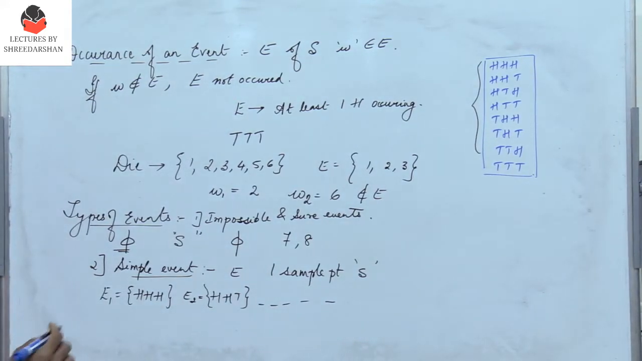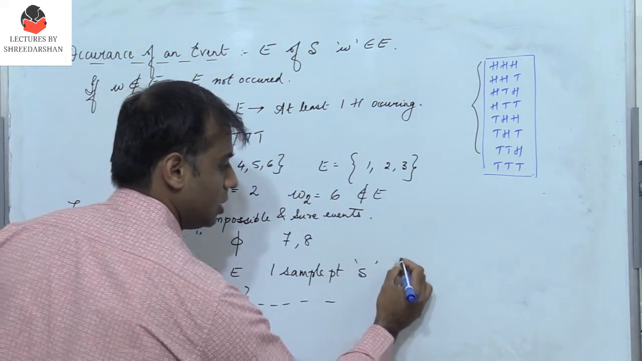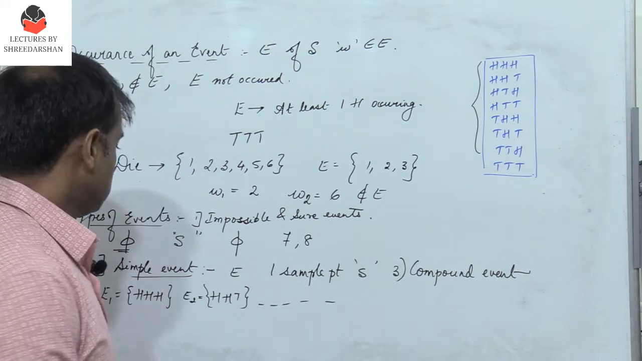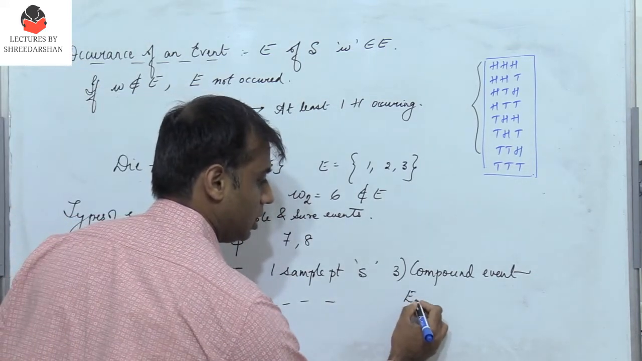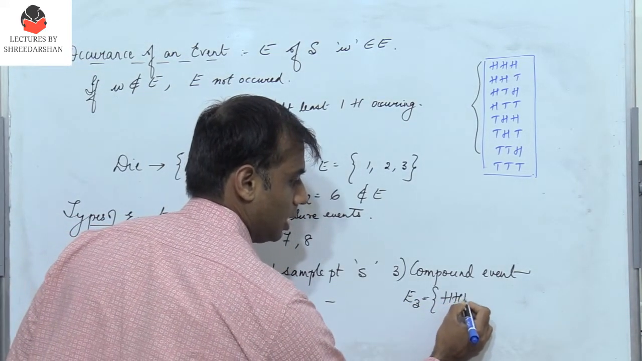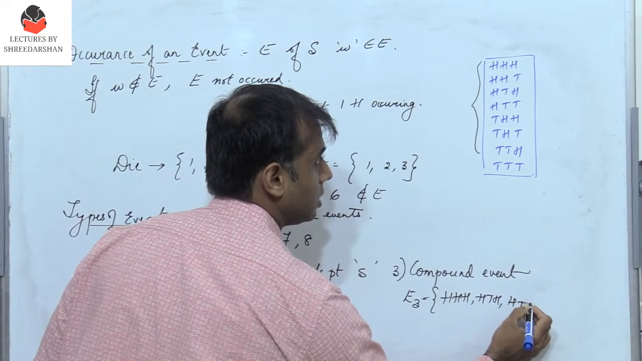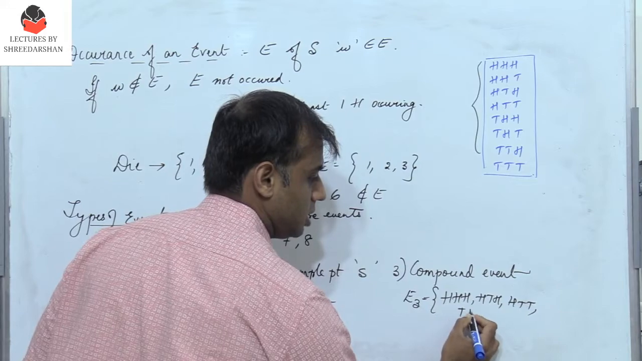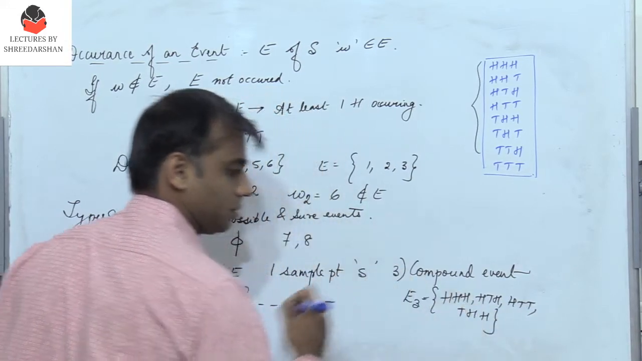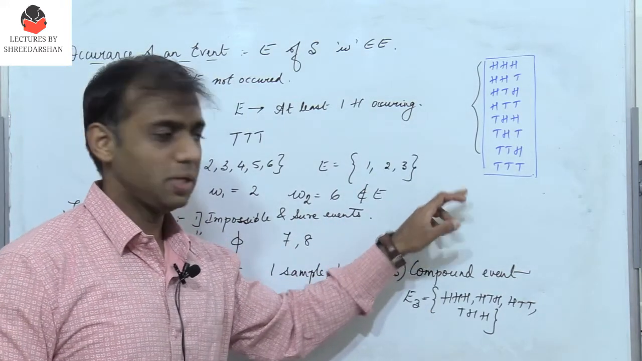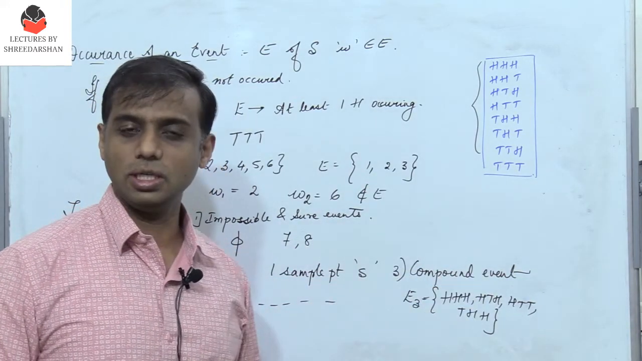Now what is a compound event? If this is simple, how do we define a compound event? A compound event is one where the event has more than one sample point. Suppose I have an event E3 having HHH, HTH, HTT and THH, for example. This is an event having more than one sample point in the sample space, so it is referred to as a compound event.